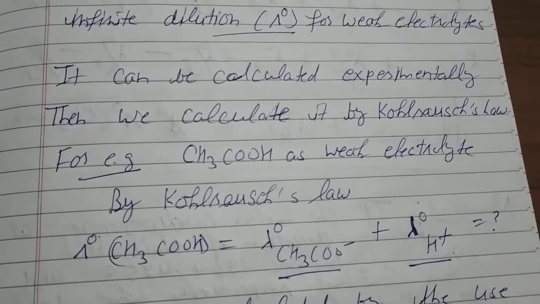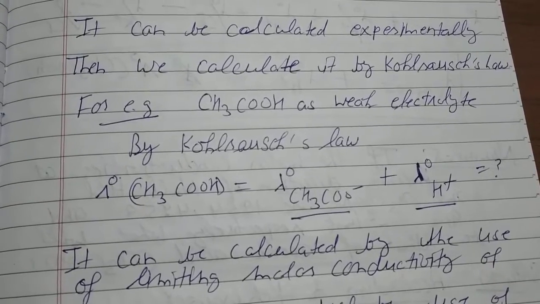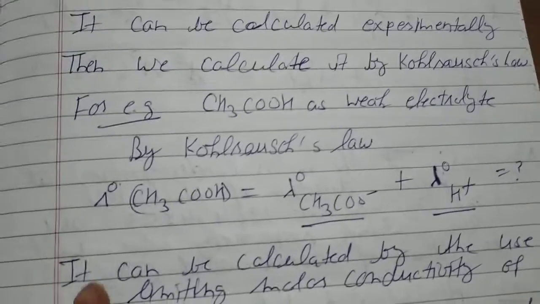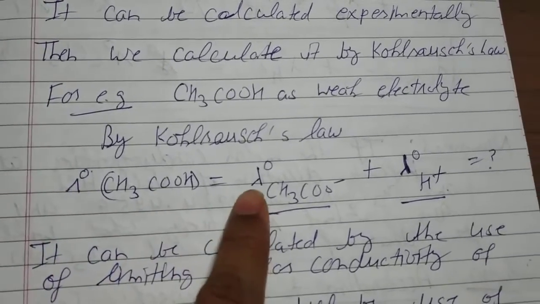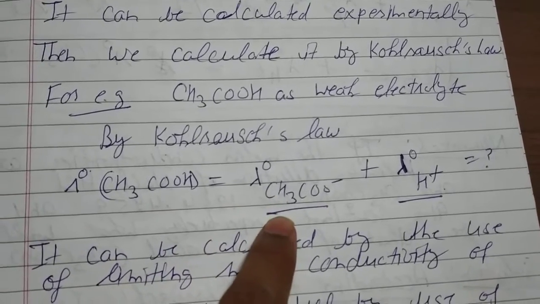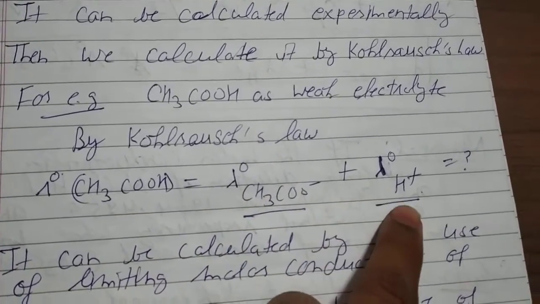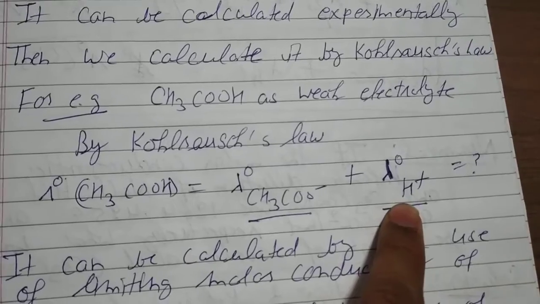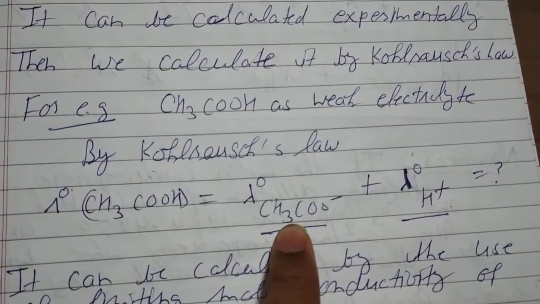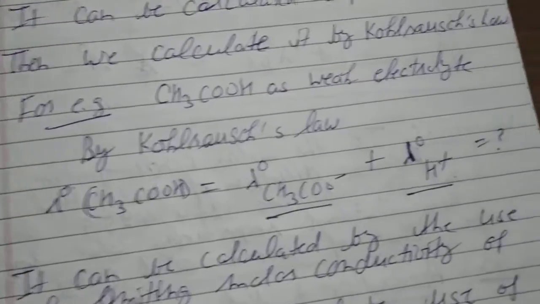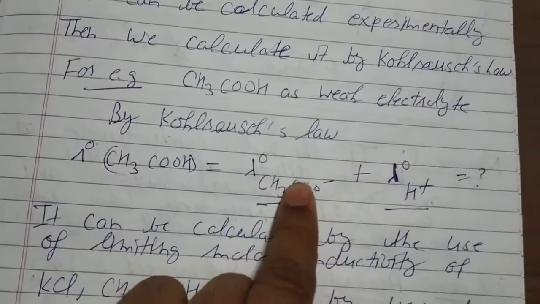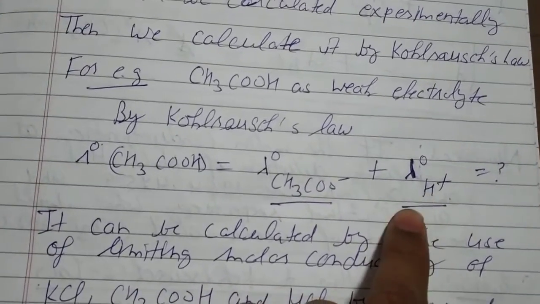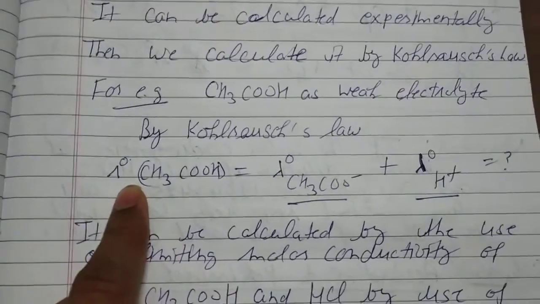For example, we have CH3COOH, a weak electrolyte. Kohlrausch's law can be used to find the limiting molar conductivity of a weak electrolyte. The limiting molar conductivity of acetic acid is equal to lambda naught CH3COO negative plus lambda naught H positive. This is the limiting anionic conductivity, and this is the limiting cationic conductivity. So the sum of the individual limiting anionic conductivity and cationic conductivity is equal to the limiting molar conductivity of the weak electrolyte. This is Kohlrausch's law.